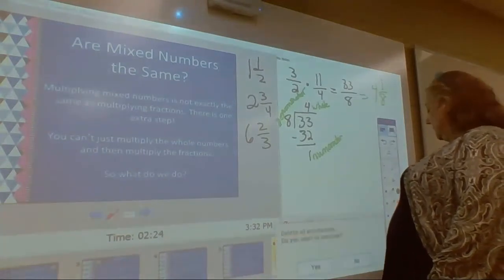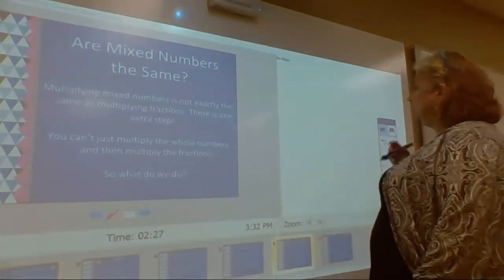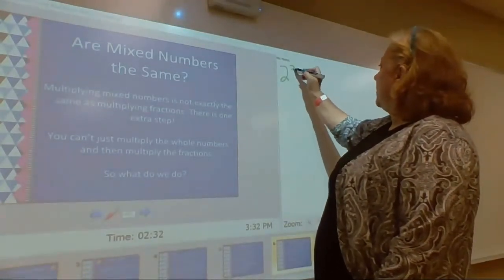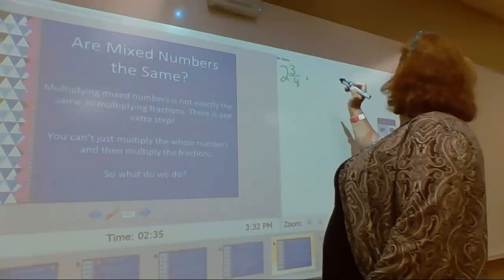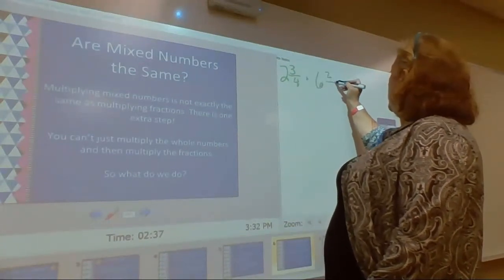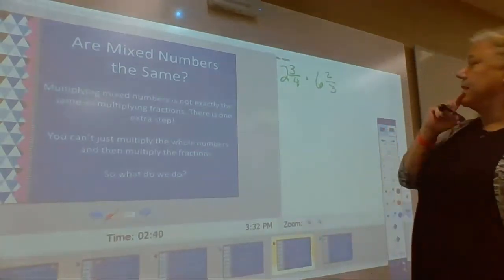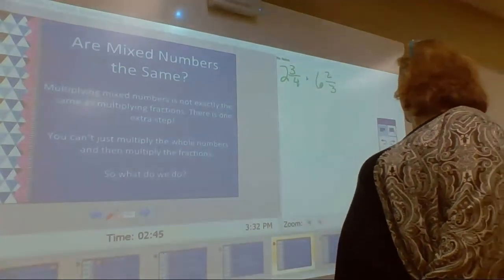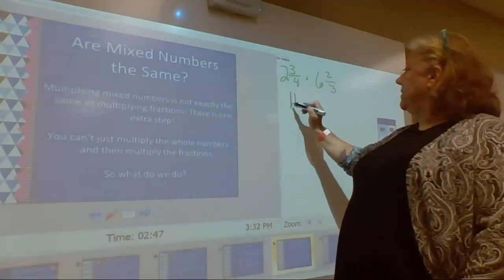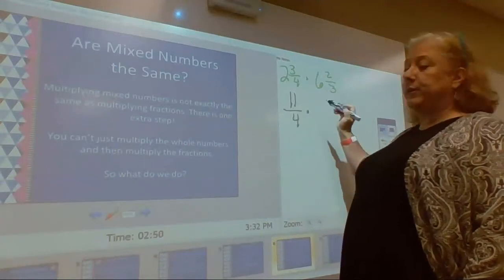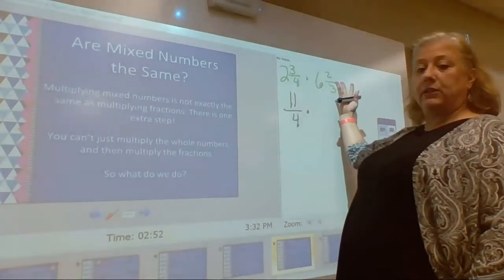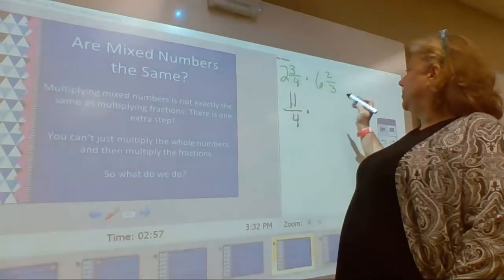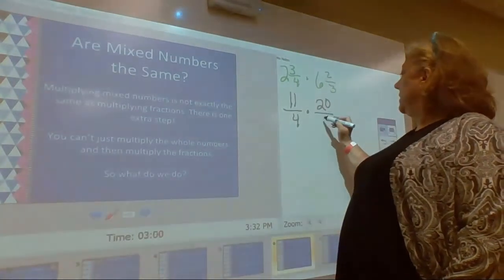So I'm going to erase this, and I'm going to do another one for you. I have the numbers 2 and 3/4, and I'm multiplying that times 6 and 2/3. So 2 times 4 is 8. 8 plus 3 is 11. We did that on our last one. So we ended up with 11 over 4. And we're going to multiply that times whatever improper fraction we get here. To do this, we'd say 6 times 3 is 18, plus 2 is 20. So that would be 20 over 3.